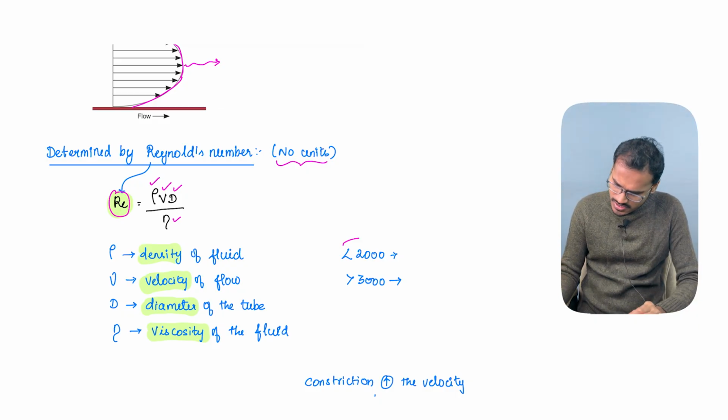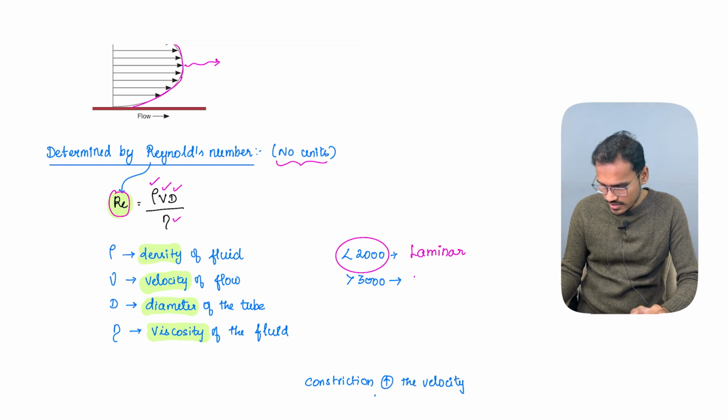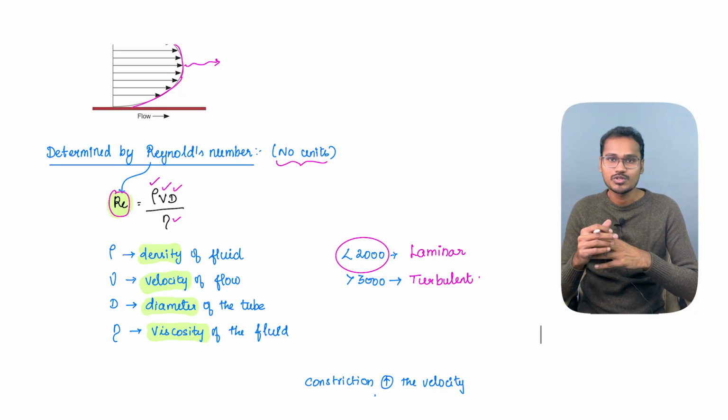When the Reynolds number is less than 2000, what is going to happen? The flow is going to be laminar. When the Reynolds number is more than 3000, then it is going to be turbulent. And this turbulent nature will help us to understand some of the physiological and pathological processes also.